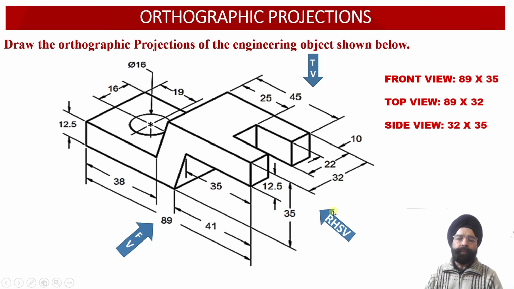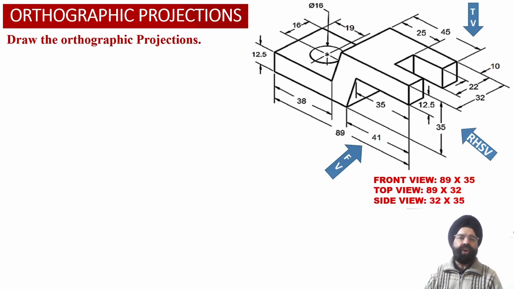And when we observe the solid from the right hand side view orientation, we observe that the depth of the solid is equal to 32 millimeter, while the height of the solid is equal to 35 millimeter. So the right hand side view face of the solid will be 32 millimeter by 35 millimeter. With this information, we are required to evaluate the orthographic projections of the solid.